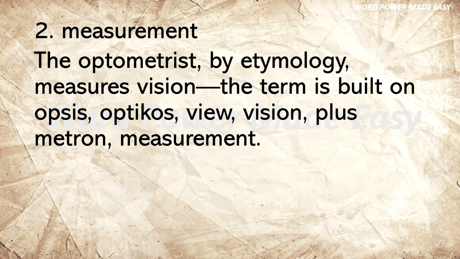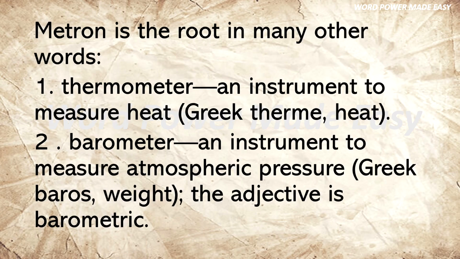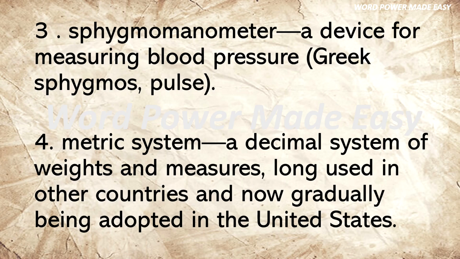The optometrist, by etymology, measures vision. The term is built on opsis, optikos, view, vision, plus metron, measurement. Metron is the root in many other words. 1. Thermometer, an instrument to measure heat, Greek therm, heat. 2. Barometer, an instrument to measure atmospheric pressure, Greek baros, weight. The adjective is barometric. 3. Sphygmomanometer, a device for measuring blood pressure, Greek sphygmos, pulse.